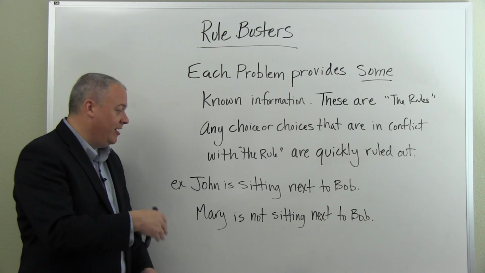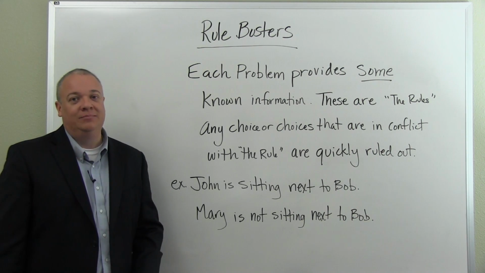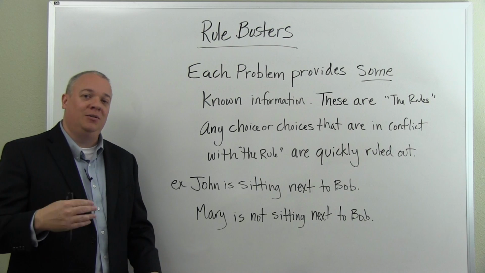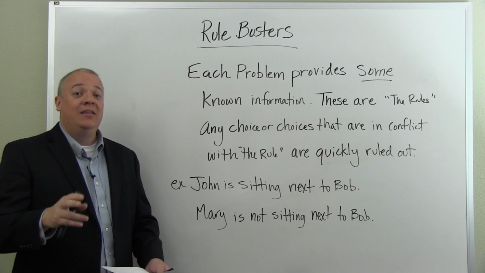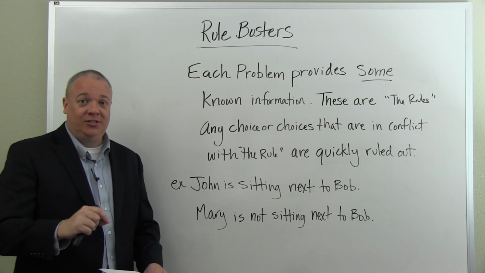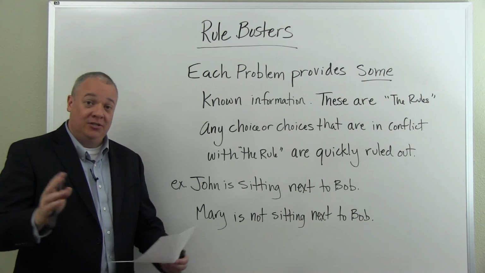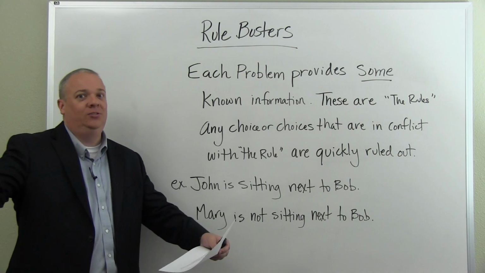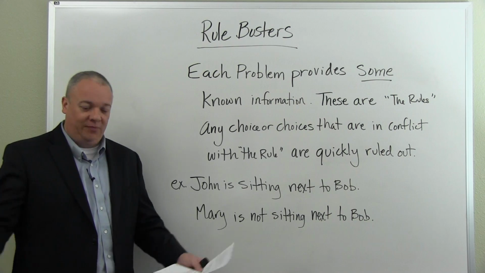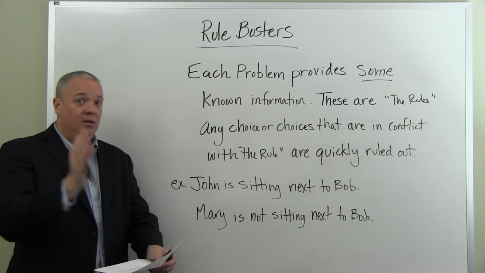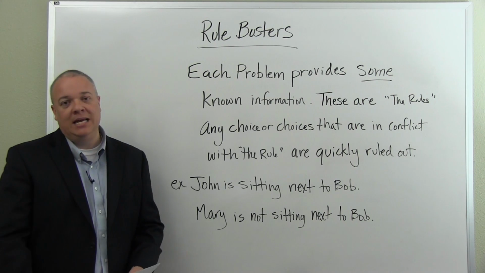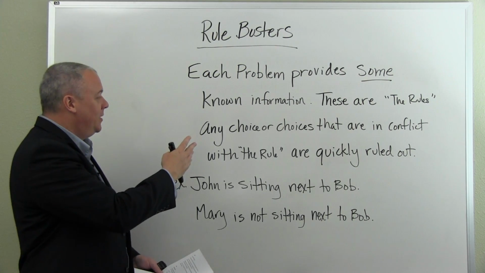Another example would be Mary is not sitting next to Bob. So you can say the information given to me, the rule, is that Bob and Mary, in the answer to the problem or question, cannot be sitting next to each other. Because the rule already given is they're not sitting next to each other. That's the rule. So the rule buster is if they've got them right next to each other, rule it out. It can't possibly be the answer. So this is the rule busters technique.